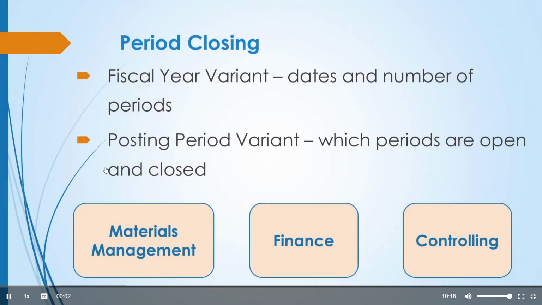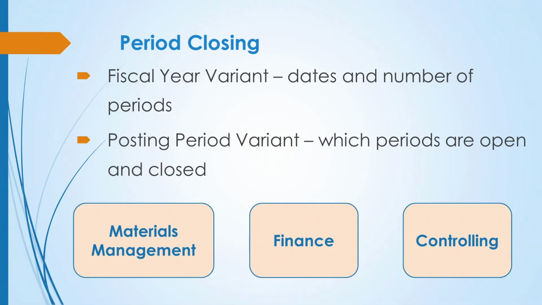I'll begin by explaining the periods of the different modules and how they work together so that you can coordinate the different areas in finance. For example, in order to post a goods receipt or an invoice against a purchase order, you'd normally need the MM period and the controlling period open, as well as the finance period.